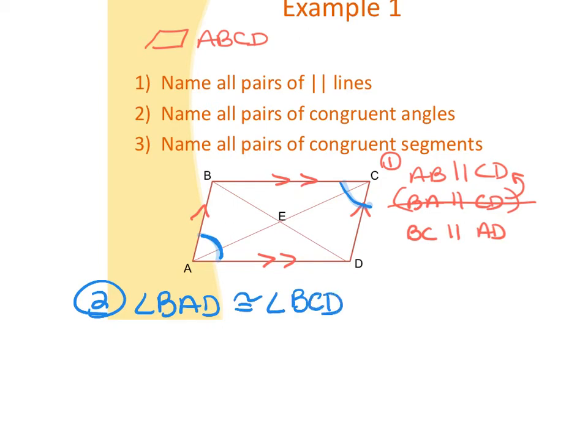Then I have the other ones in the other corners, this one and this one. So we'll call that angle ABC is congruent to CDA.